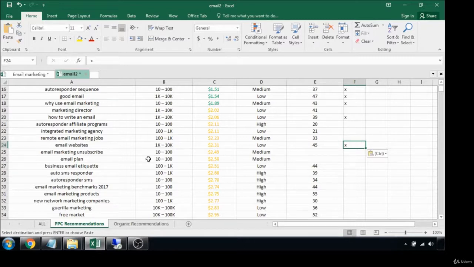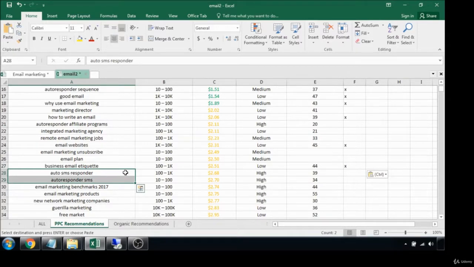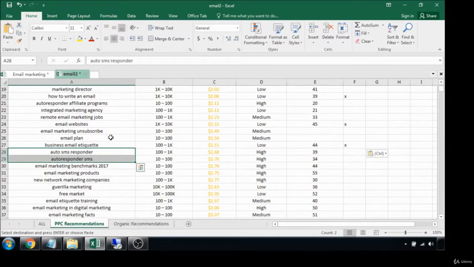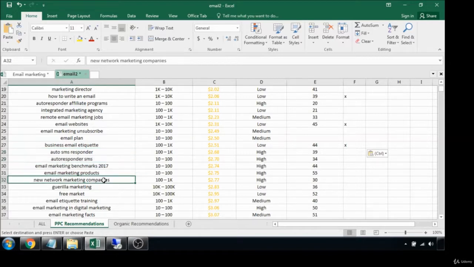There's a few ways you could use that. Business email etiquette, that's a pretty good one. Auto-response, these are text message related, so no, not really. Email plan doesn't really get enough. No. Guerrilla marketing, no. Here's email etiquette training, that's another good one.